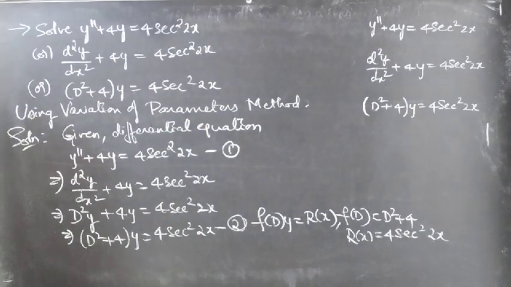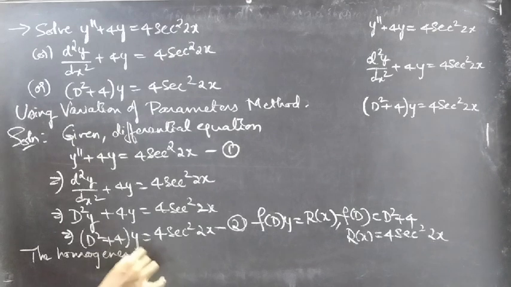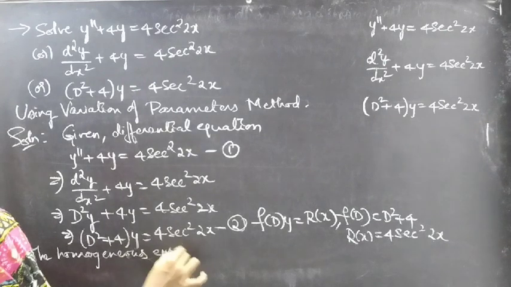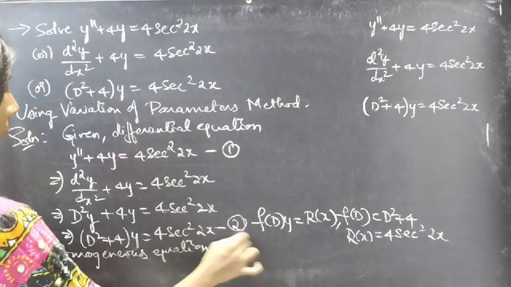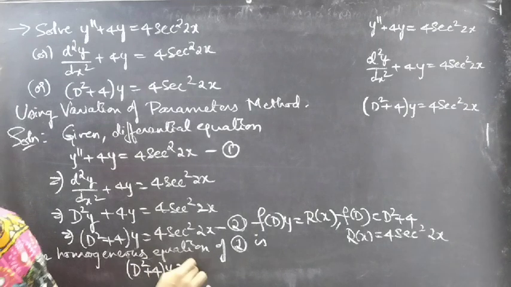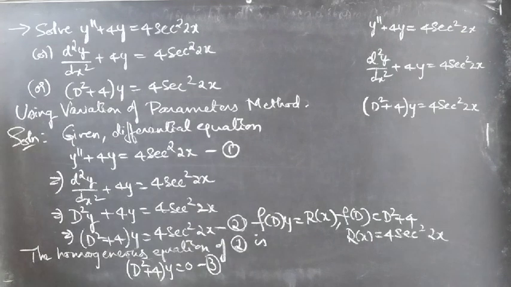Let's now write the homogeneous equation of equation 2. The homogeneous equation of 2 is (D² + 4)y = 0, considered as equation number 3. Now we'll find the solution to the homogeneous equation using the auxiliary equation, and later using the solution of the homogeneous equation, we'll find the general solution of the given equation.